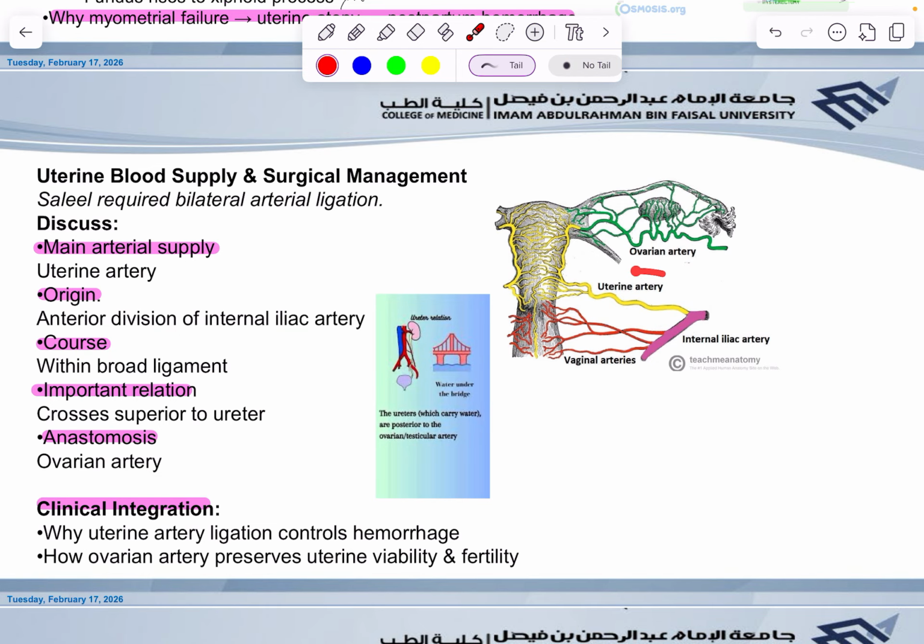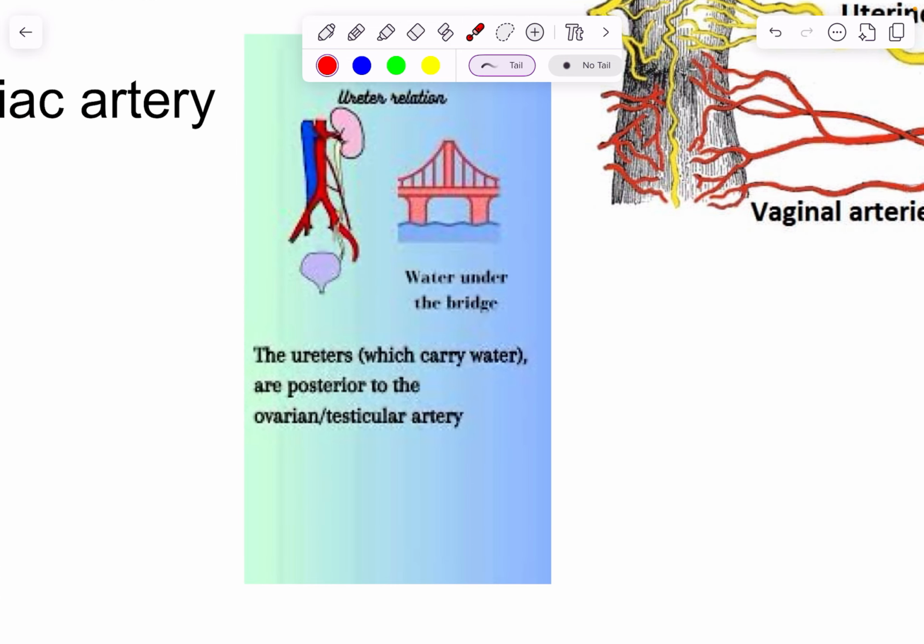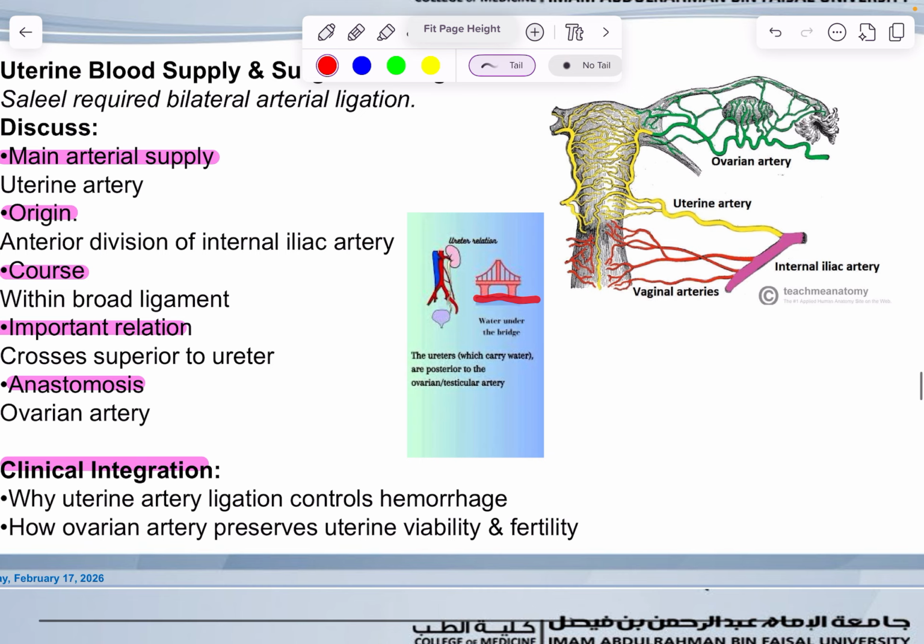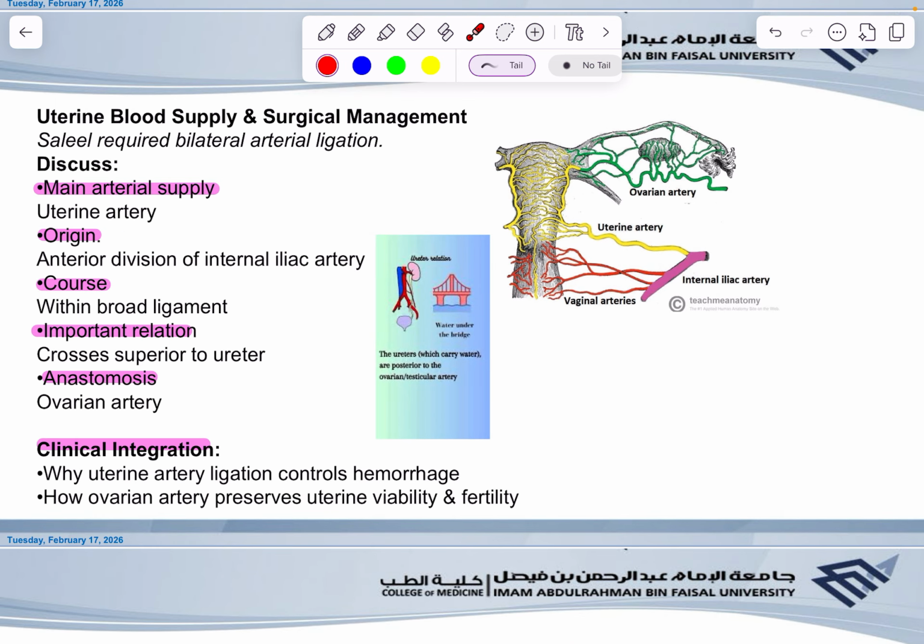The uterine artery is going to be above the ureter. There's like a mnemonic, you go to water under the bridge. The ureters, which is under and they carry water, is going to be under the ovarian or the testicular artery in men. But بالنسبة to clinical integration, why does the uterine artery ligation control hemorrhage?